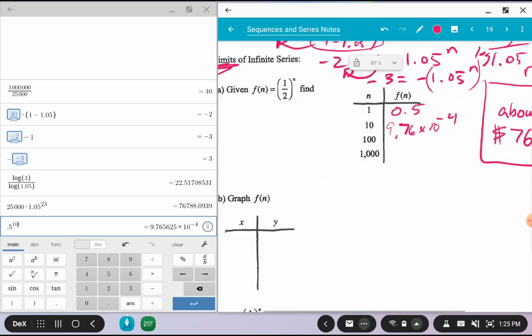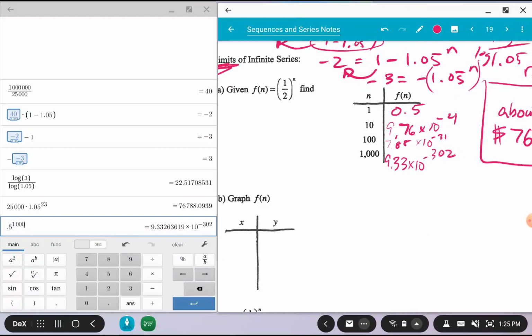And then as we keep on going, we're going to make this go to the 100th power now. And then we're going to get 7.88 times 10 to the power of negative 31. Wow. Are these numbers getting bigger or smaller? That's for you to judge. Now let's go to the 1000th power. And we get 9.33 times 10 to the negative 302.